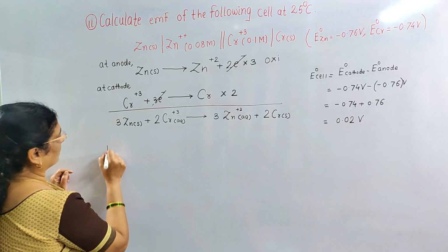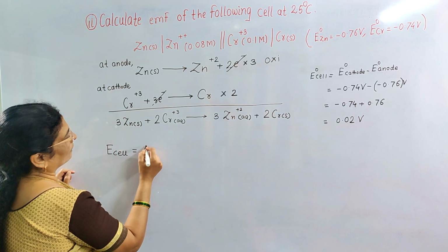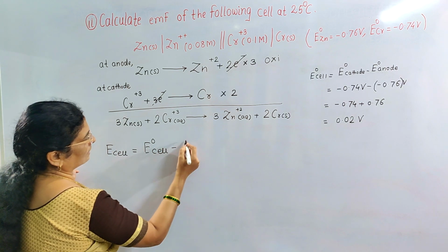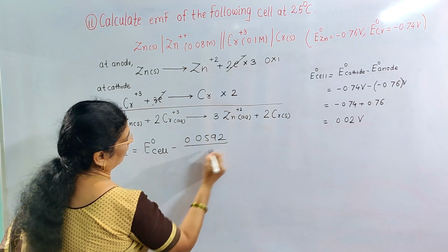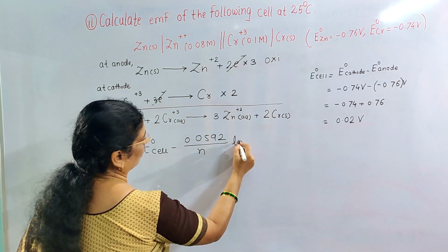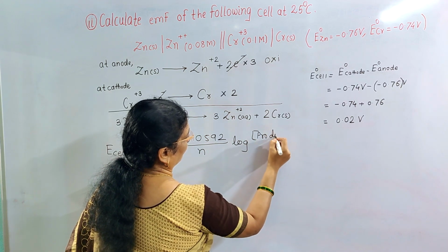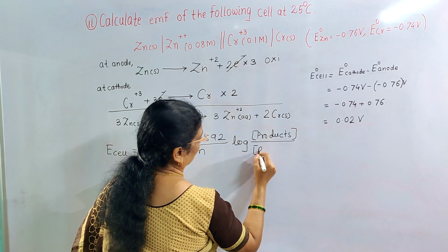Now we shall write the expression for E cell. E cell is equal to E0 cell minus 0.0592 upon n log of concentration of products upon concentration of reactants.